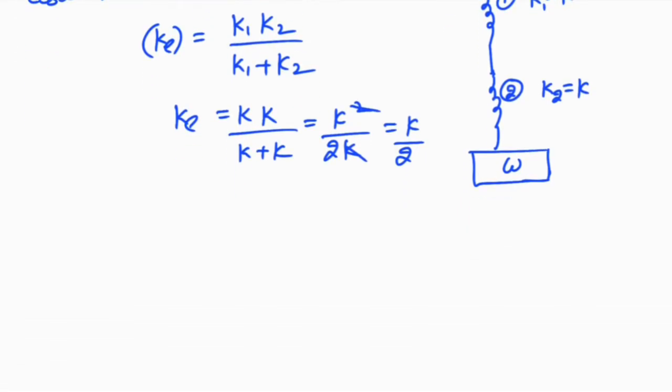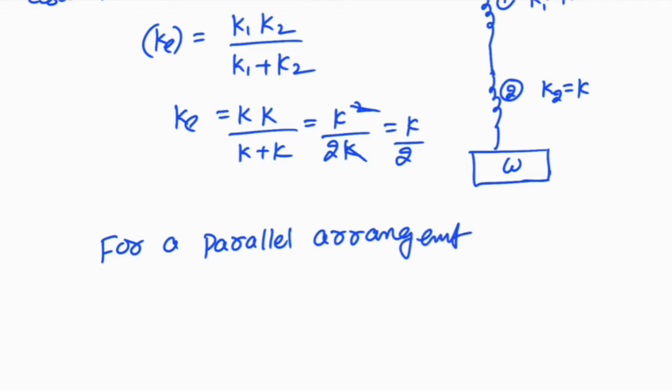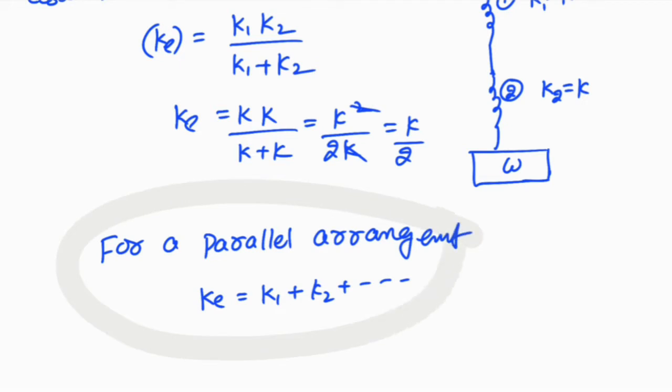Remember, if the same problem is given for the parallel arrangement, for the parallel arrangement of the springs, the equivalent stiffness Ke equal to K1 plus K2 plus so on, like this. You remember this formula also? The problem may be asked in the parallel arrangement also. I hope you got my point.